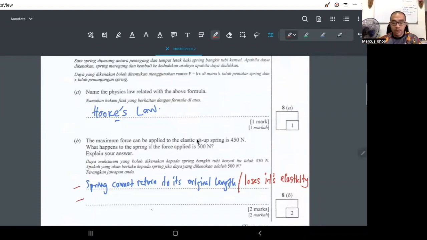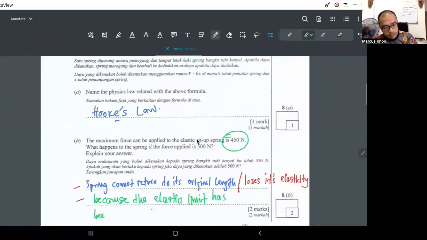The second mark is why? Because the elastic limit. So this 450 newton is known as the elastic limit, has been exceeded. The purpose of this question is to draw your attention to the words elastic limit. The elastic limit has been exceeded. That's why it cannot go back to its original length, or it loses its elasticity. That is the reason why this happens.